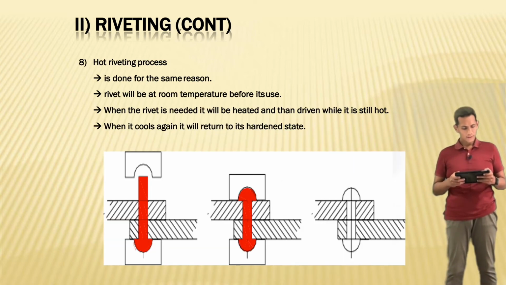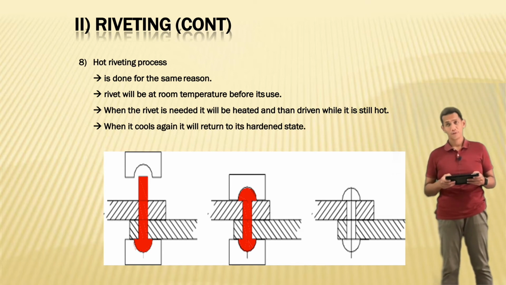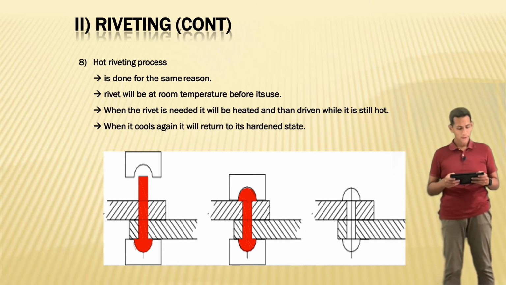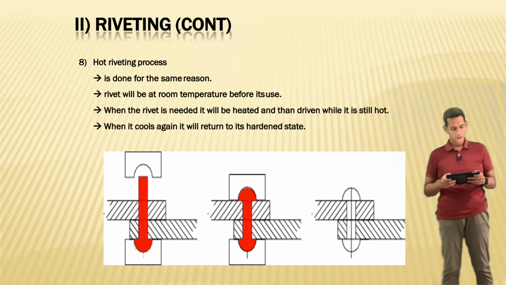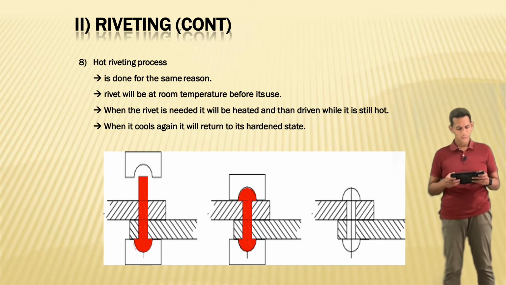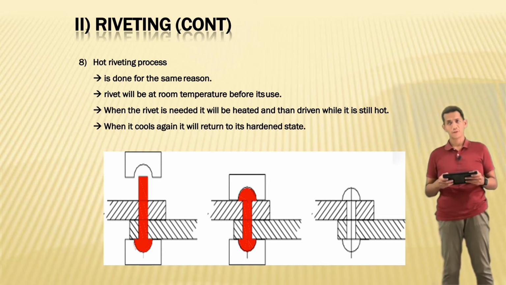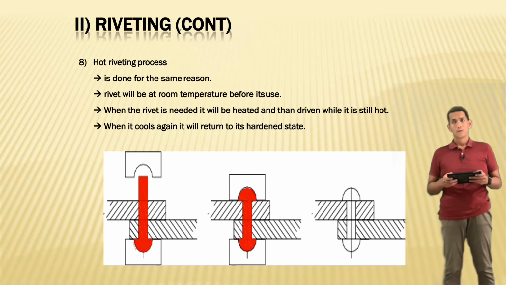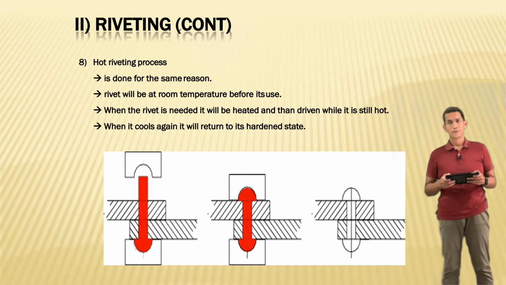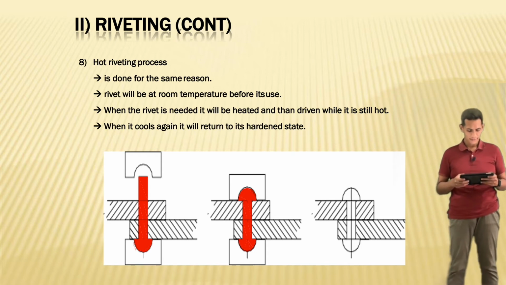And then the hot riveting process. It is done for the same reason. The rivet will be at room temperature before it is used. When the rivet is needed, it will be heated and then driven while it is still hot. When it cools again, it will return to its hardened state, as shown in the figure on the slide.